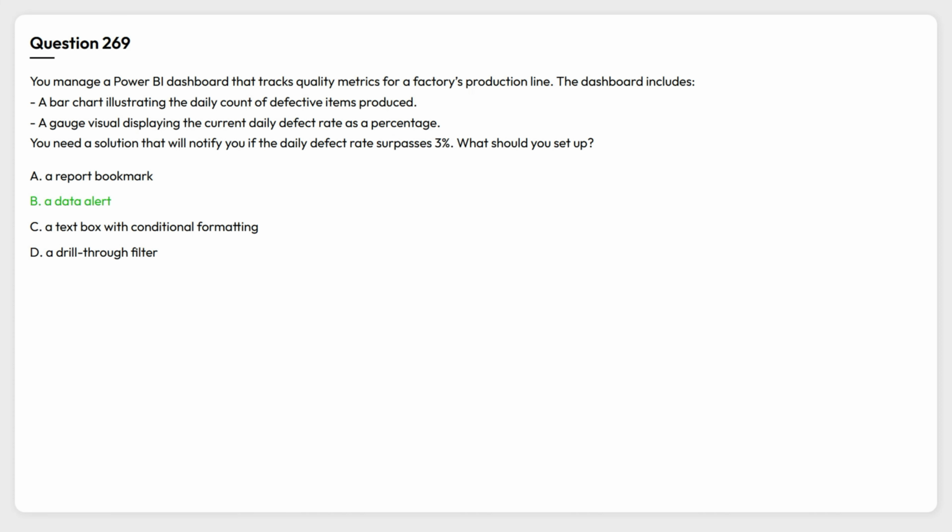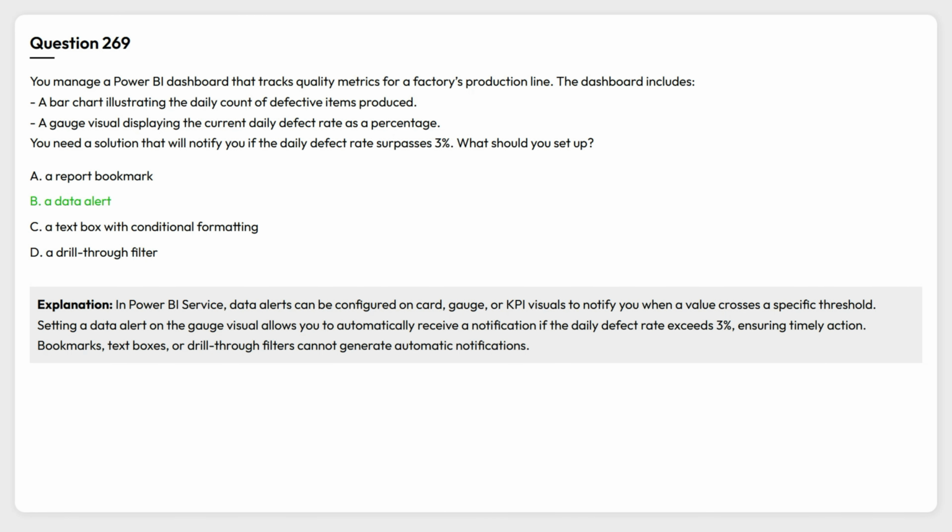The correct answer is option B, a data alert. In Power BI Service, data alerts can be configured on card, gauge, or KPI visuals to notify you when a value crosses a specific threshold. Setting a data alert on the gauge visual allows you to automatically receive a notification if the daily defect rate exceeds 3%, ensuring timely action. Bookmarks, text boxes, or drill-through filters cannot generate automatic notifications.